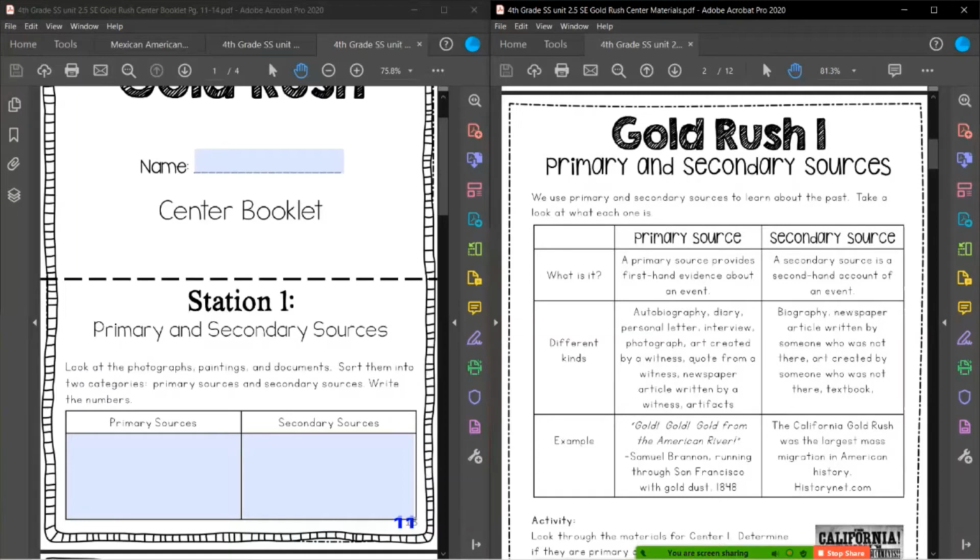So the California Gold Rush was the largest mass migration in American history. And this is from historynet.com. So all of these things that come afterwards, after that event, are considered secondary sources. Anything that's coming from that time, from someone who was actually there, is considered a primary source.